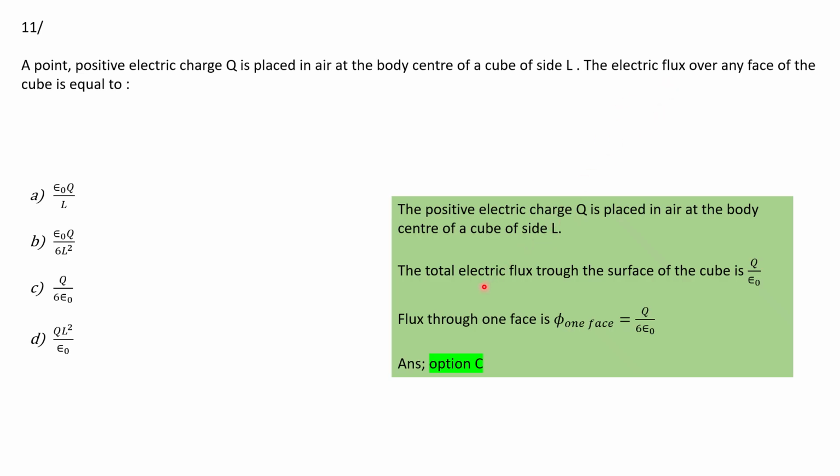Okay, so we know the total flux through the surface of the cube will be equal to Q by epsilon naught, and the flux over any face, like in any one face, the flux will be Q by 6 epsilon naught, as we know that a cube has 6 faces. So here option C, that is Q by 6 epsilon naught, is the correct option. That is the right answer.